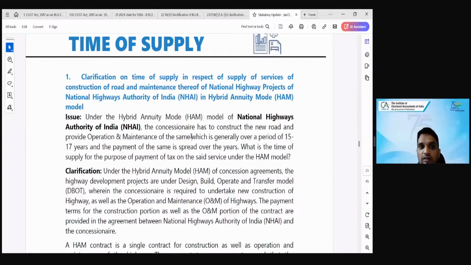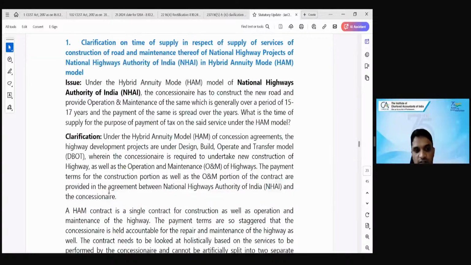That is the contract, because you will have to construct the road and get revenue by the toll collection. So that's why you will construct it, operate it and maintain it, generally for a long period of 15 to 17 years. And the payment of the same is also spread over the years. So in that case, what is the time of supply for the purpose of payment of tax is the question.